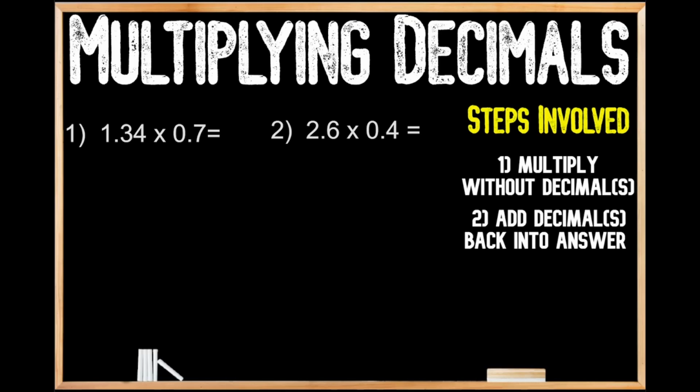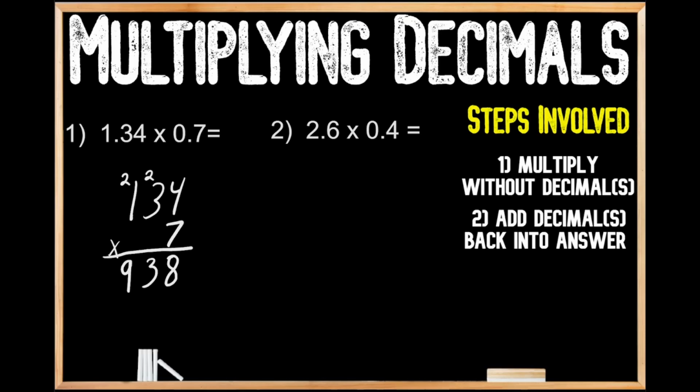Looking over to the steps on our right hand side, our first step is to multiply without decimals. So we're going to rewrite this problem down below as if there are no decimals in place: 134 times 7. When we multiply 7 times 4, we get 28, so we write the 8 and carry the 2. 7 times 3 is 21, plus 2 gives us 23, so we write the 3 and carry the 2. And lastly, 7 times 1 gives us 7, plus 2 gives us 9, for 938.